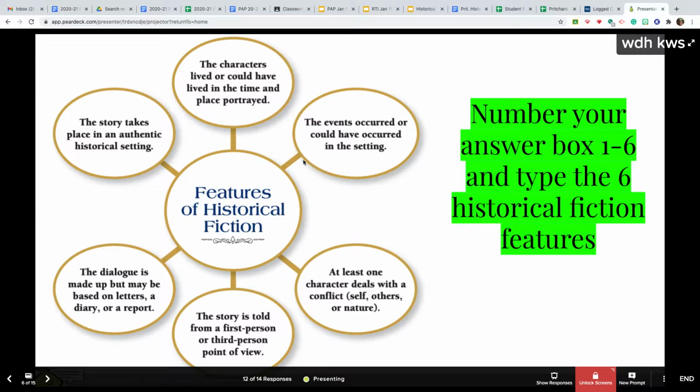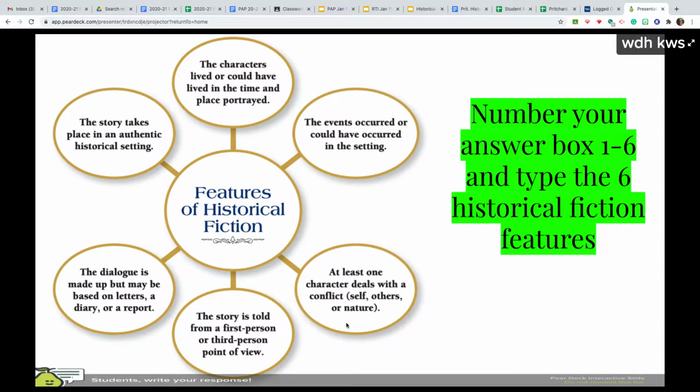Okay, so in this diagram, these outside circles are the different historical fiction features. Okay, there are 6 of them. So in your answer box, you should have numbered 1 through 6 and typed what's in these little outside circles. There's absolutely no other option here. There's nothing else on this slide except for this diagram. So obviously the answer is going to come from the diagram. That's not difficult. It's fine.